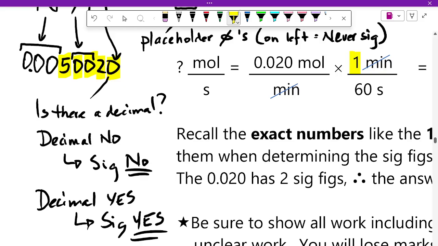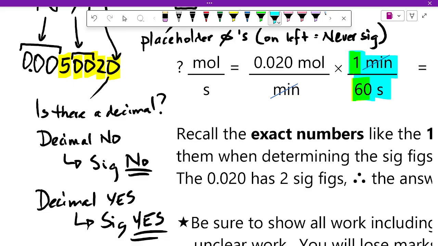Numbers like the 1 and the 60 in 1 minute per 60 seconds or 60 seconds per 1 minute, how many sig figs in those? One has infinite sig figs. How about the 60? It also has infinite sig figs, because there's not approximately 60 seconds in a minute. A minute is defined as being 60 seconds. That is the definition of seconds and minutes in relation to one another.